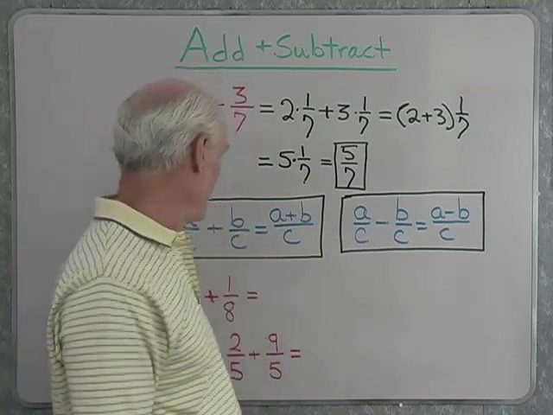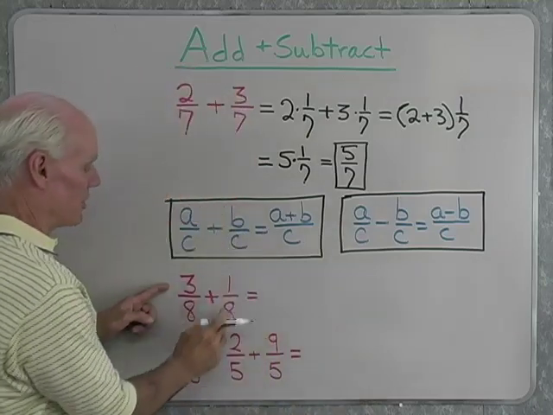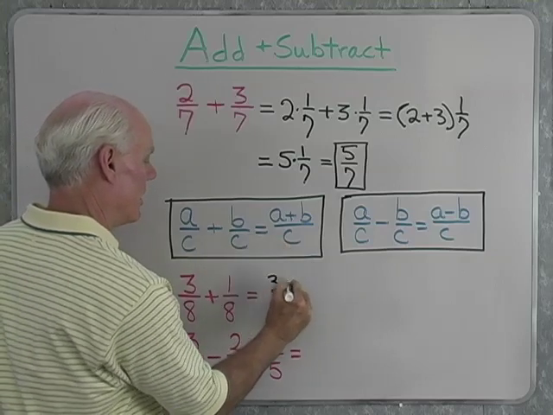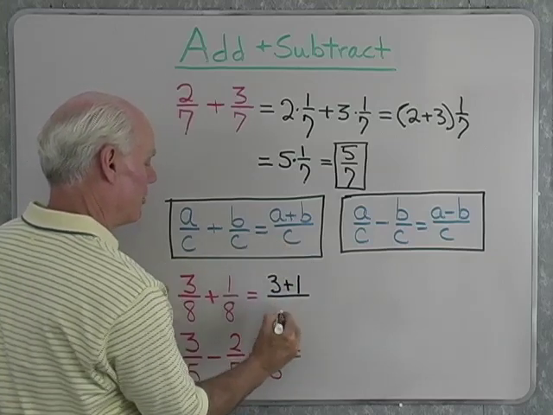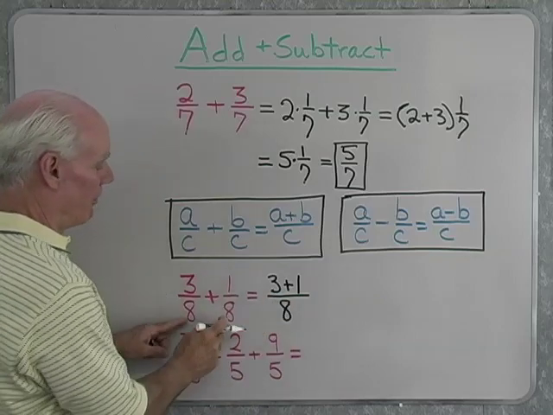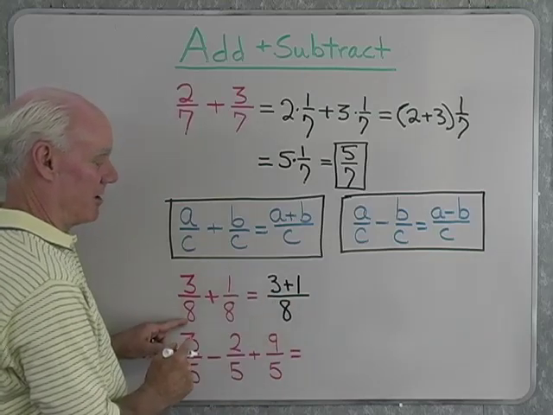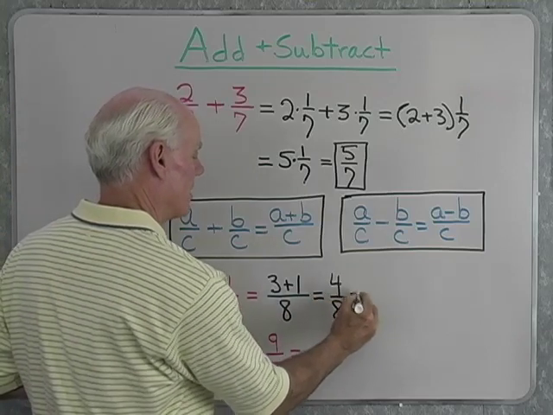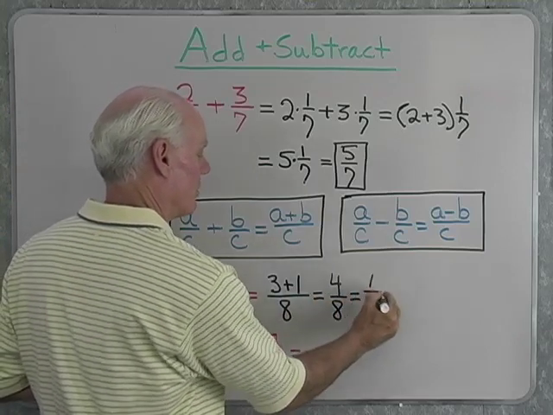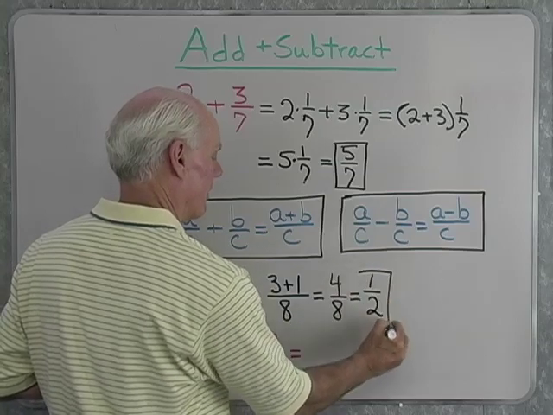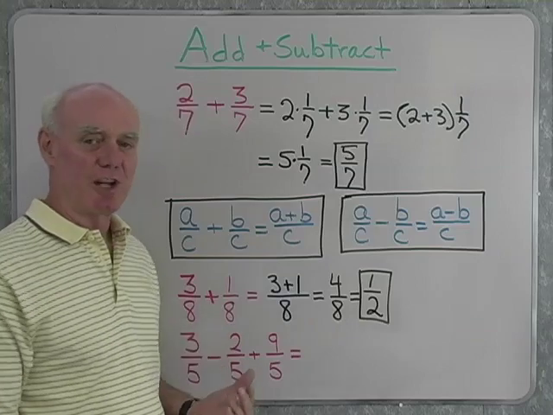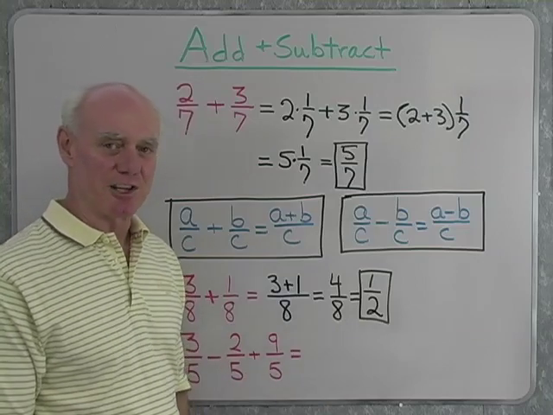Okay, let's look at 3/8 plus 1/8. Well, according to our rule right here, this is going to be 3 plus 1. I'll add numerators, put that over that same denominator that I had to begin with. I'll simplify now, 4/8, and then I'll reduce to lowest terms by dividing out that common factor of 4, and I end up with 1/2. So adding fractions when they have the same denominator, pretty simple process.